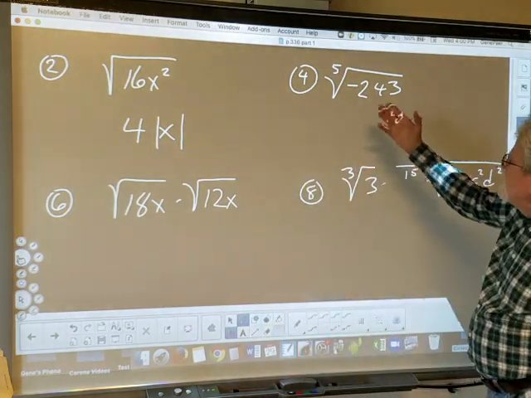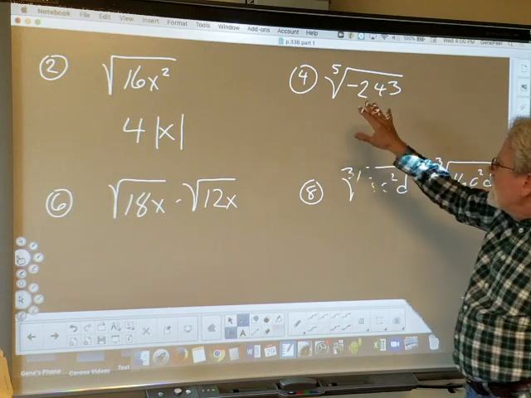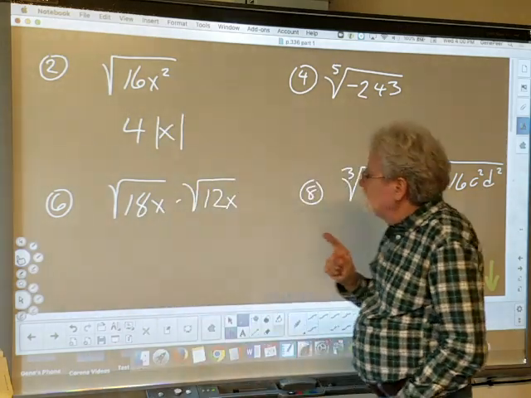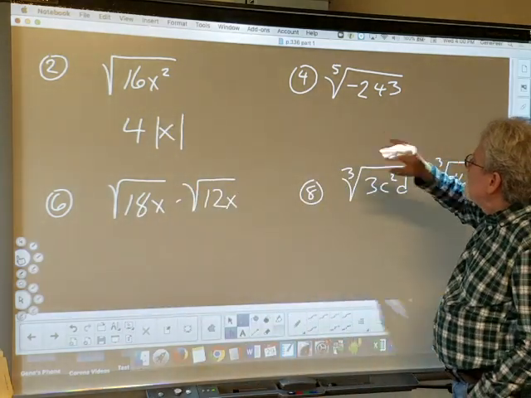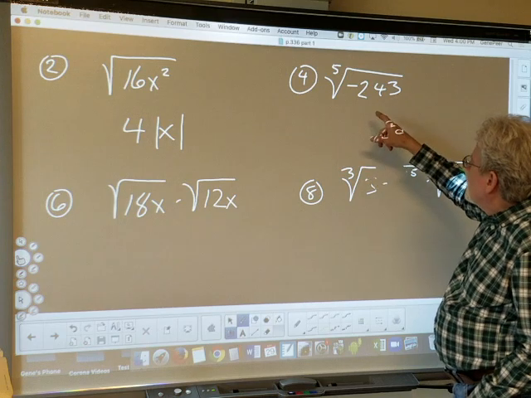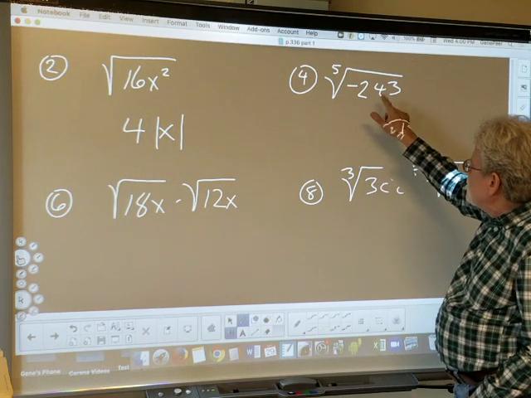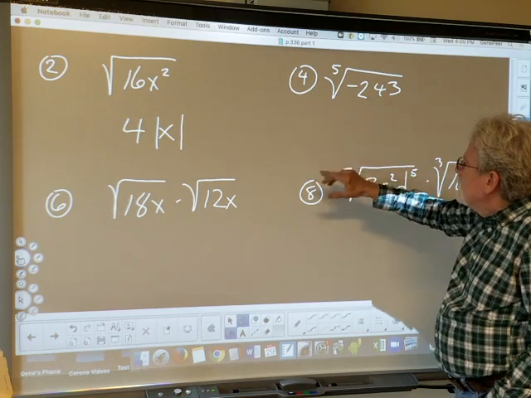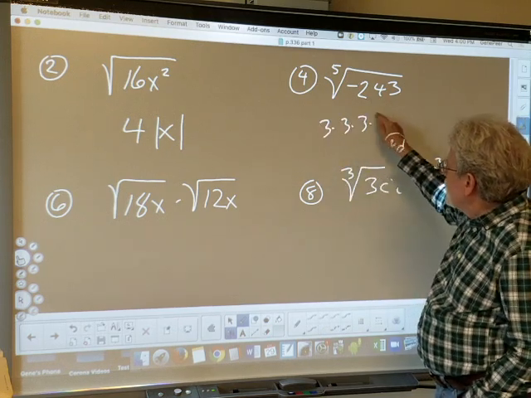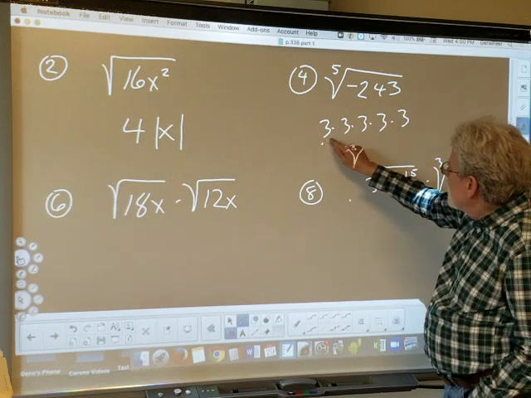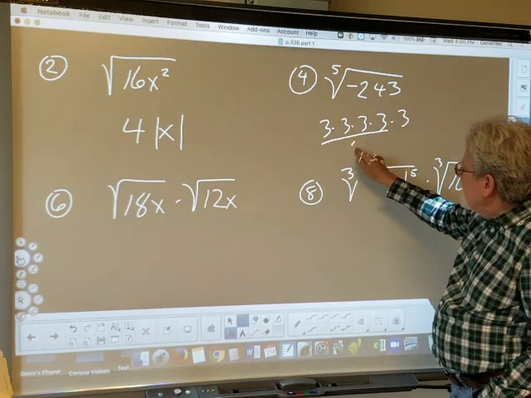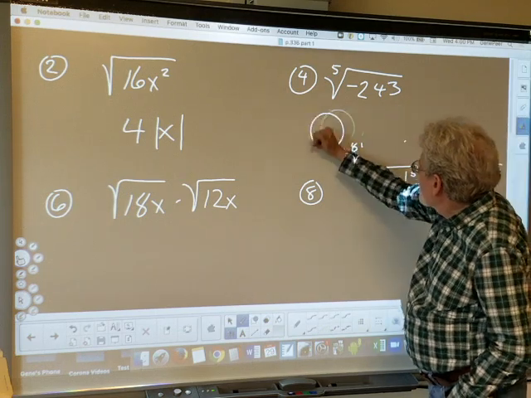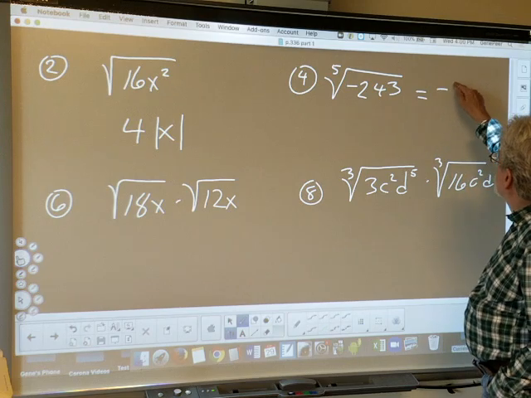Number four, fifth root of negative 243. On the test, I would not give you one that requires that much thinking, but it doesn't take too long to realize, well, let's see, it can't be a 2 because it's odd, and 2 to the fifth is nowhere near 243. But it's got to be kind of small. How about 3? So you try 3 times 3 times 3 times 3 times 3. You might remember that 3 times 3 times 3 is 81. 81 times 3 again, hey, it works. So this is negative 3.